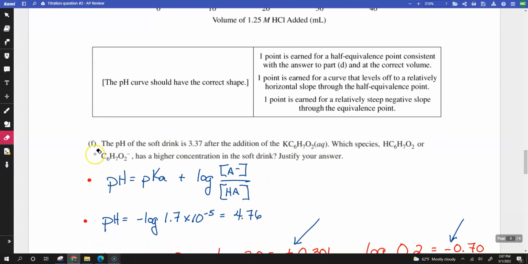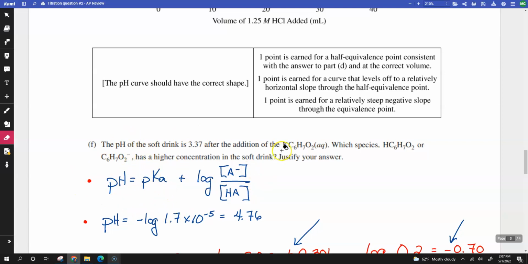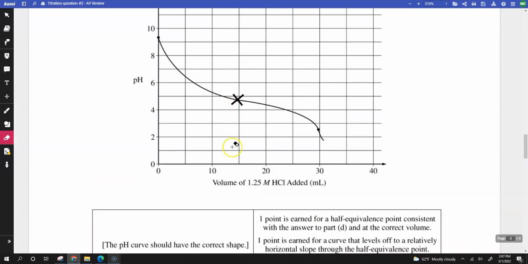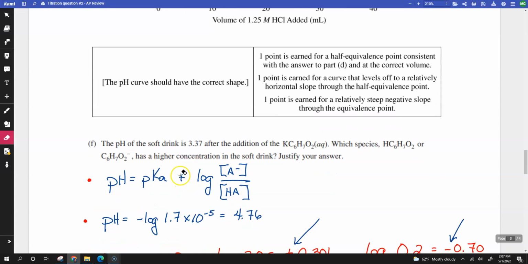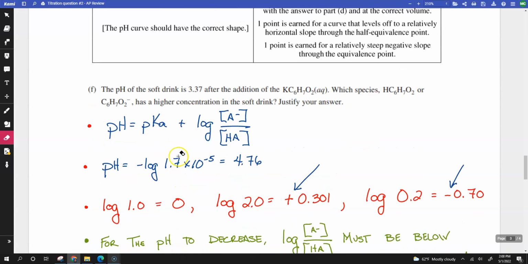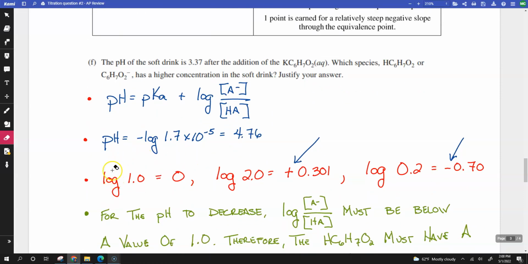So I know the Henderson-Hasselbalch equation looks like this. So I did pH equals pKa. We found that to be 4.77. We know the pH is 3.37, which is below the half equivalence point. So I just did some cursory things here saying that the log of 1 we know is equal to 0. So if you plug that into the equation, pH would be equal to pKa. Doesn't change anything. That if we have a log value greater than 1, that gives me a positive value.